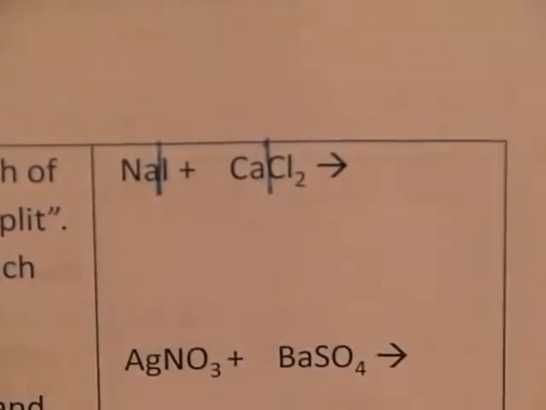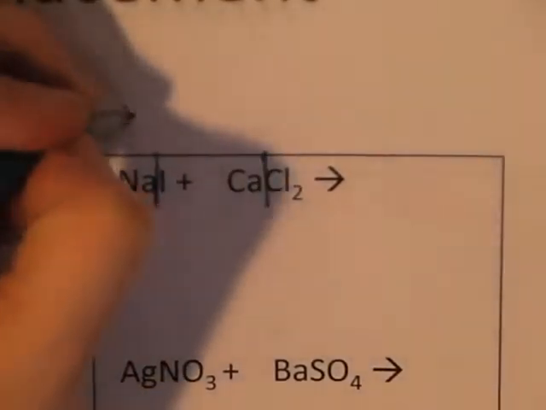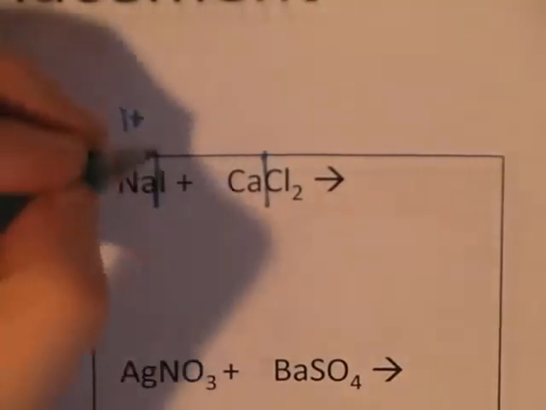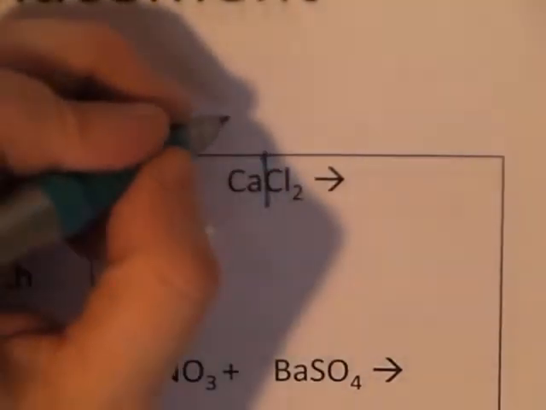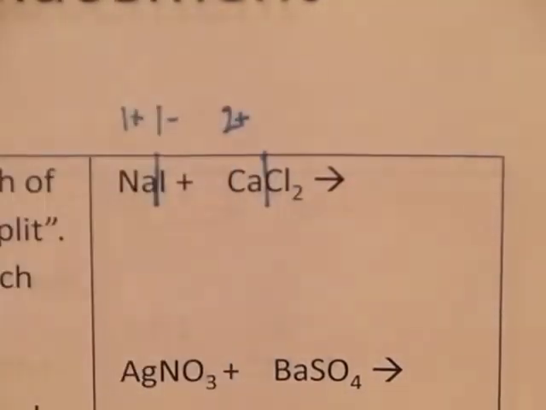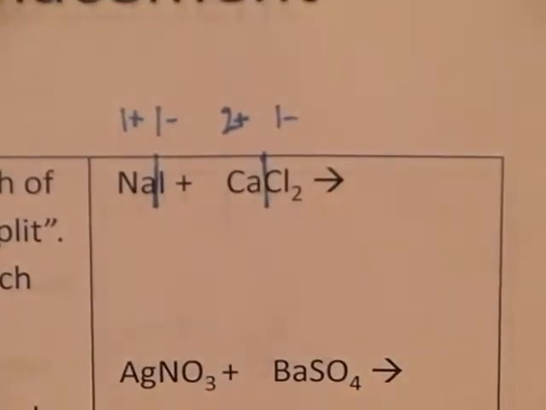So let's go ahead and do that. What charge will sodium form? +1. Iodine, -1. Calcium, +2, and chlorine, -1. All right, so +1, -1, +2, -1. Those are our charges.